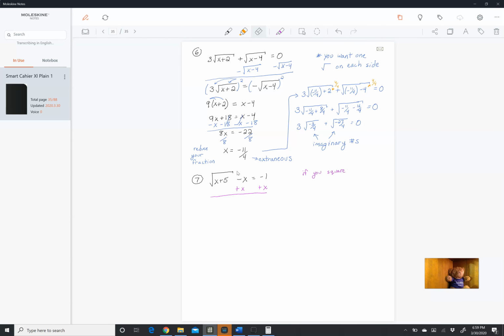So if you squared first, square root of x plus 5 minus x. I just want you to see this so that you understand why it's so important to do your best to isolate that radical. I'm going to put this underneath because we don't have enough room.